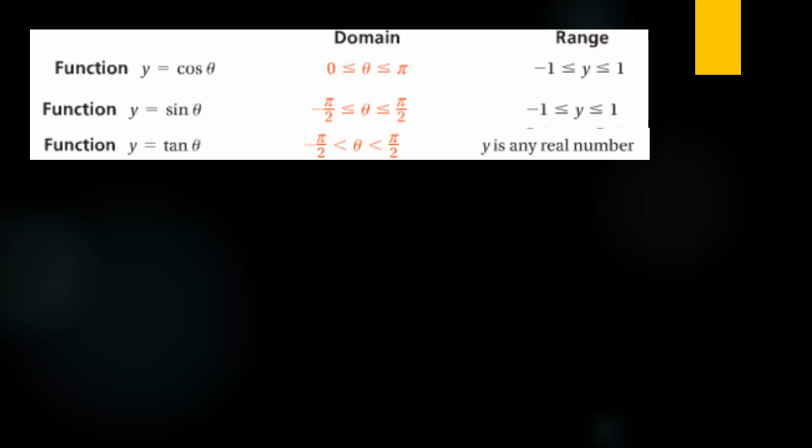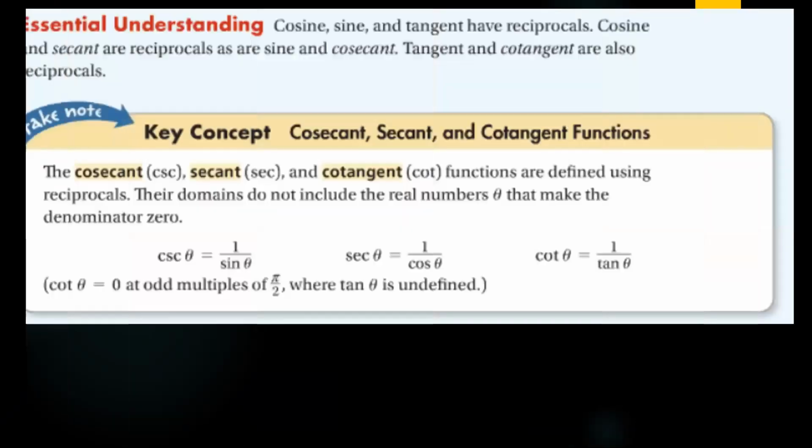The cosine, its domain is from 0 to pi, and they are included. And the range is from negative 1 to 1. And for the tan, it's from negative pi over 2 to pi over 2, and its range is any real number. And we talk about the other three basic identities, which is cosecant, secant, and cotangent functions.